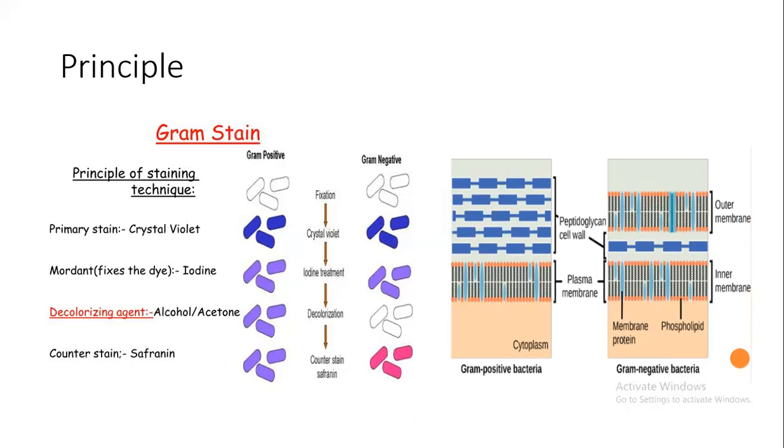First, we need to make the smear of the bacterial culture and heat fix it. Then we make use of the primary stain, that is crystal violet, which will enter inside the cell. Then we remove the excess dye and add the iodine, which acts as a mordant and basically forms a crystal violet iodine complex.